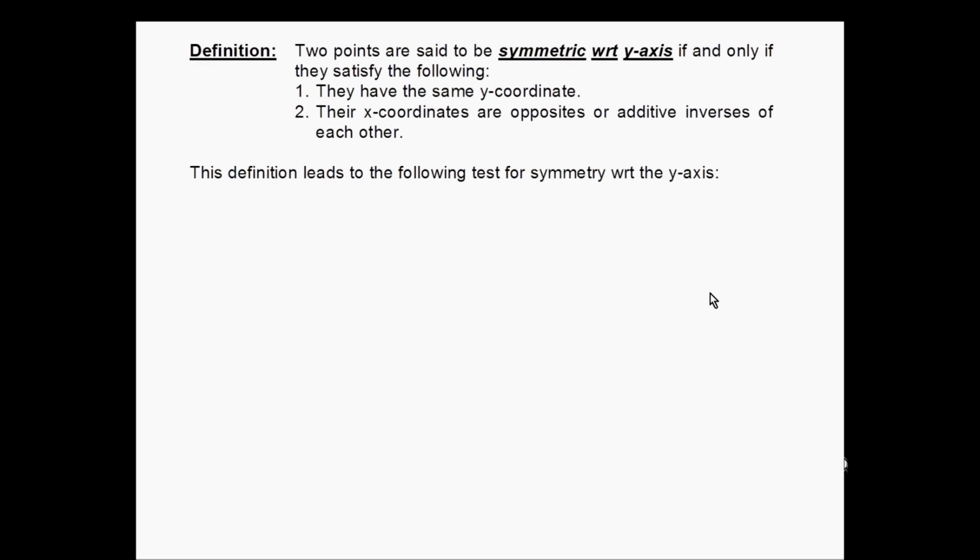Definition: two points are said to be symmetric with respect to the y-axis if and only if they satisfy the following. Number one, they have the same y-coordinate. And number two, their x-coordinates are opposites or additive inverses of each other. Now, just like the definition of symmetry with respect to the x-axis led to a test, this definition will also lead to a test for symmetry with respect to the y-axis.